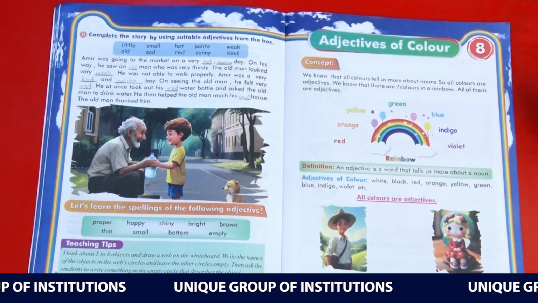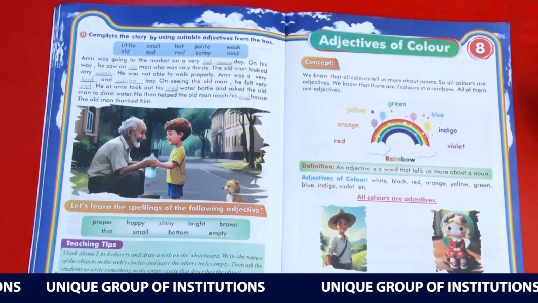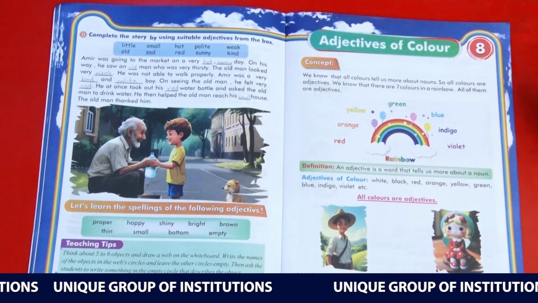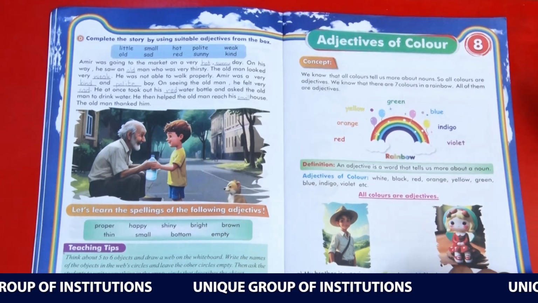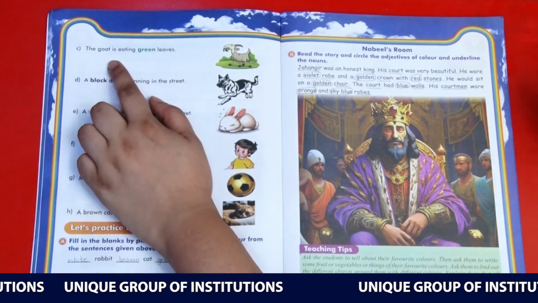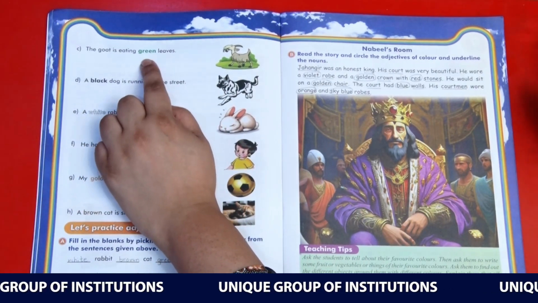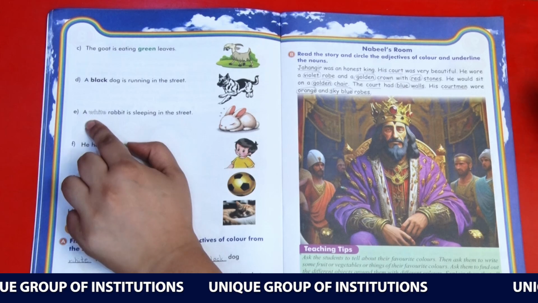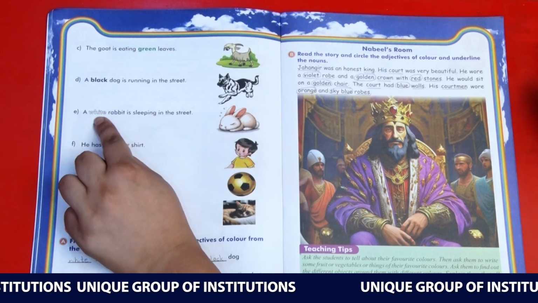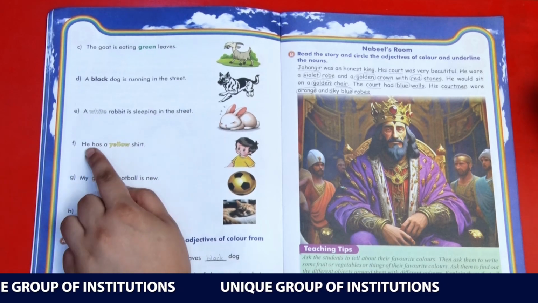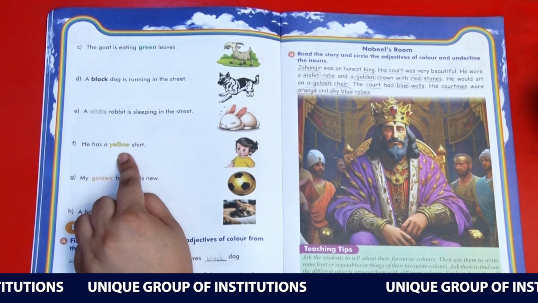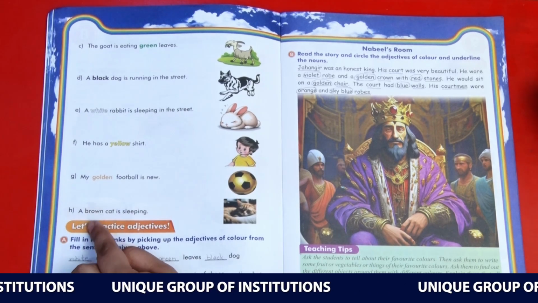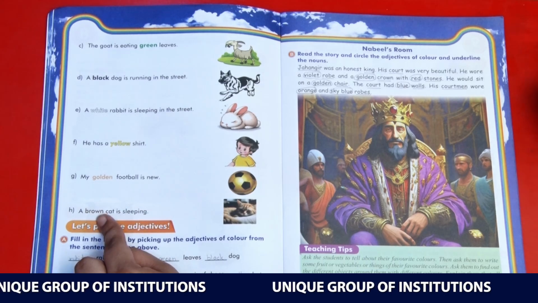All colors are adjectives. My brother is wearing a yellow hat. Hat is the noun here and what kind of color does it have? Yellow. Yellow is the adjective here. She has a red pair of shoes. Red is an adjective here. Turn your page. The goat is eating green leaves. Green, adjective. A black dog is running in the street. Black, adjective. A white rabbit is sleeping in the street. White is the color here and white is our adjective here. He has a yellow shirt. Yellow again, an adjective. My golden football is new. Golden, color, adjective of color. A brown cat is sleeping. Brown again, adjective of color.